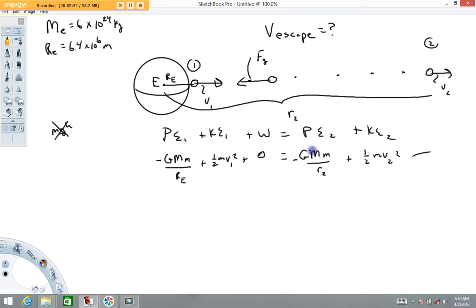Now, for starters, let's talk about the terms on the right. Escape velocity means it's never coming back, which means the radius is getting larger and larger and larger. In fact, how large? Well, we're going to imagine R2 going to infinity. If the radius becomes infinite, this term right here goes to 0. So this term will be gone. Now, the kinetic energy term won't. In theory, this is going to leave with some speed. But let's talk about how this speed is related to this one.